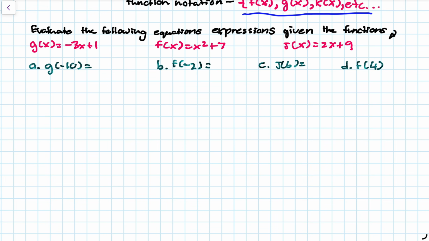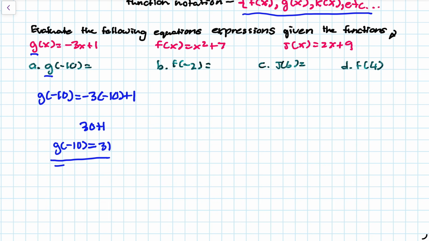Okay, so g of negative 10. Okay, so g would match right over here, and we can start solving already. So g of negative 10 equals negative 3, and plug in the negative 10 right over here, plus 1. Okay, negative 3 times negative 10 is going to be positive 30. 30 plus 1. And g of negative 10 is going to equal 31. And that's going to be your answer for this.